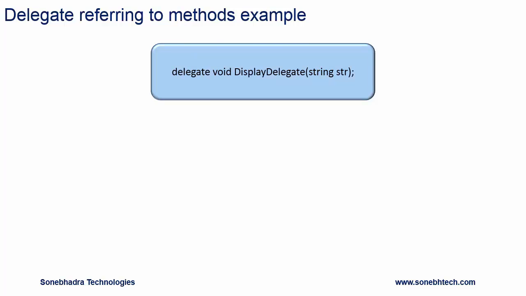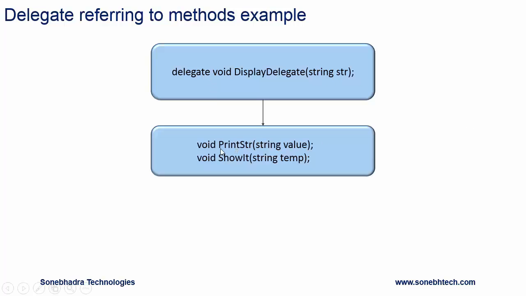Let's see another example. Here we have delegate, display delegate. It has one parameter of type string and return type is void. So it can refer to a method which has one parameter of type string and return type is void. Okay, let's see some methods which it can refer. Here we have two methods. First one is print str. It has one parameter of type string and return type is void. And here is another method, show it. It has one parameter of type string and return type is void.